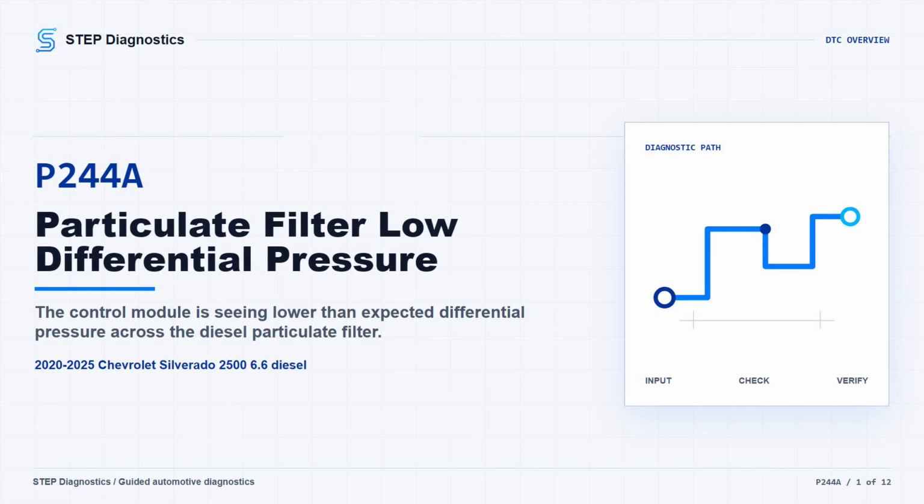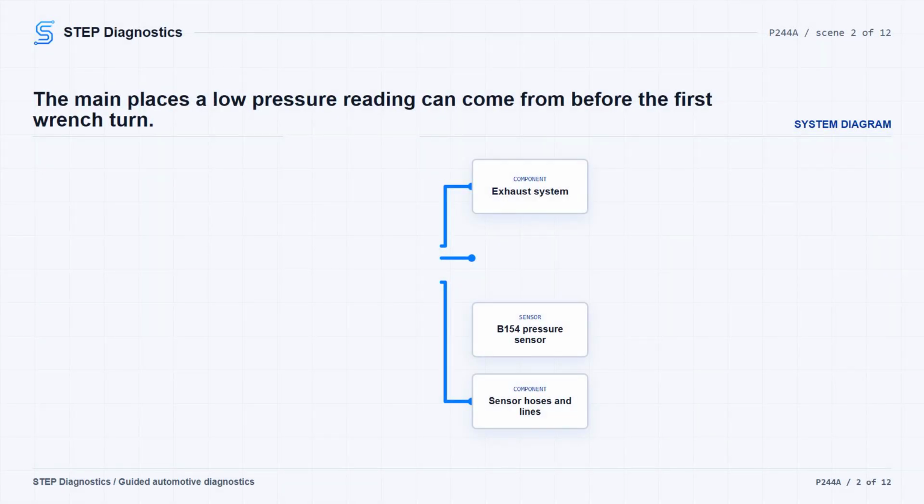On this 6.6 diesel Silverado, P244A means the control module may be seeing particulate filter differential pressure lower than expected. The truck may have an aftertreatment warning, a check engine light, or changes in regeneration behavior. Broadly, this can involve the differential pressure sensor, its hoses or lines, exhaust leaks or restrictions, the particulate filter itself, or even ice around the sensor area in certain weather.